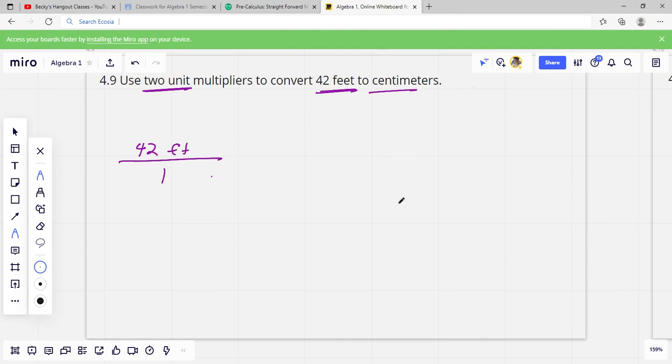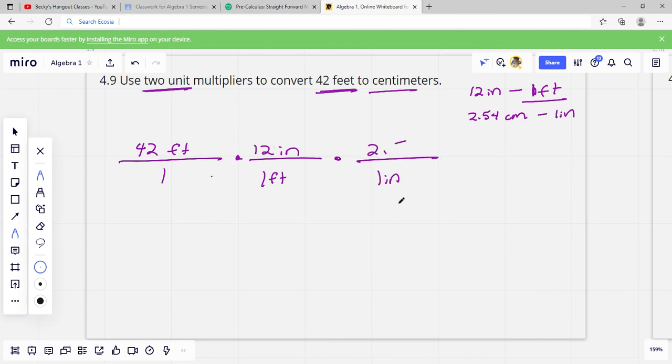Over 1. Now, I know I have 12 inches in 1 foot. Okay. And I have 2.54 centimeters in 1 inch. Okay, I got to be real careful. I need feet on the bottom. So that means I'm going to put 1 foot on the bottom and 12 inches on the top. I swapped that when I did it the last time and it came out wrong. You got to be real careful. Alright, now I need my inches on the bottom, 1 inch, and my centimeters on the top. Now I'm going to cancel my units.